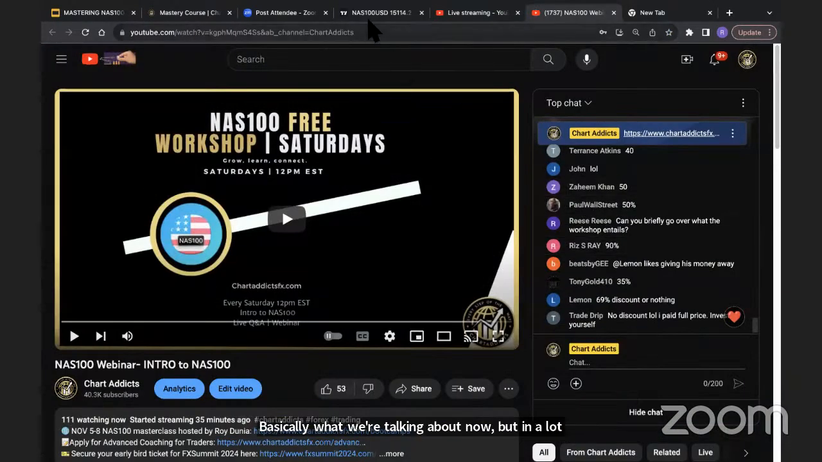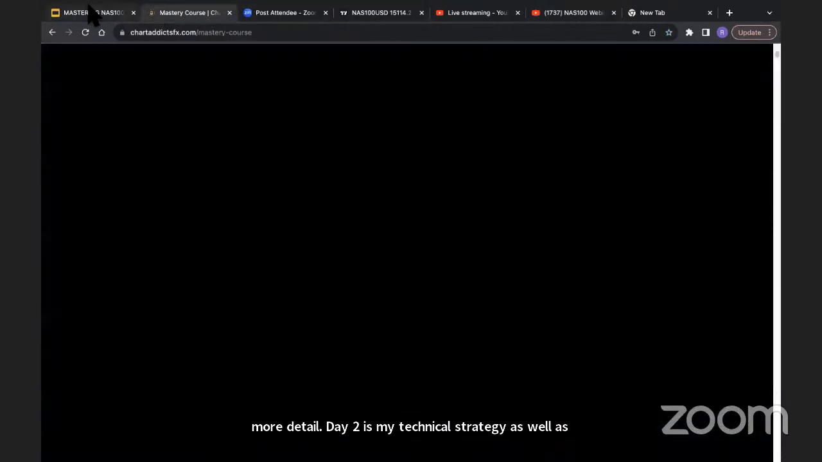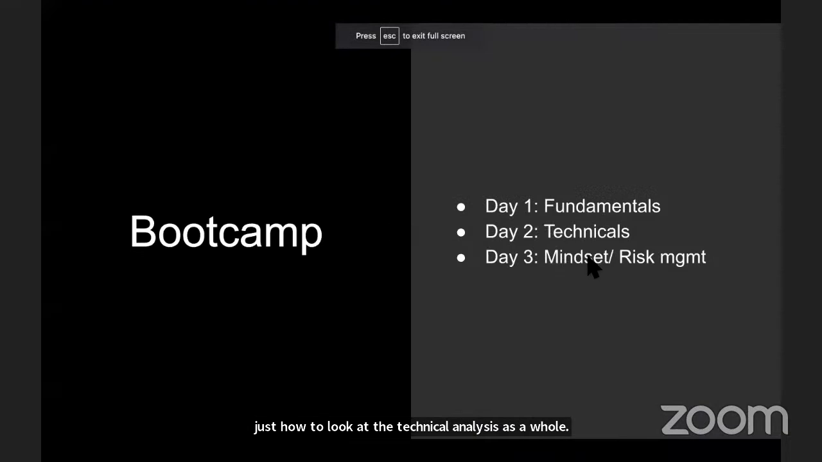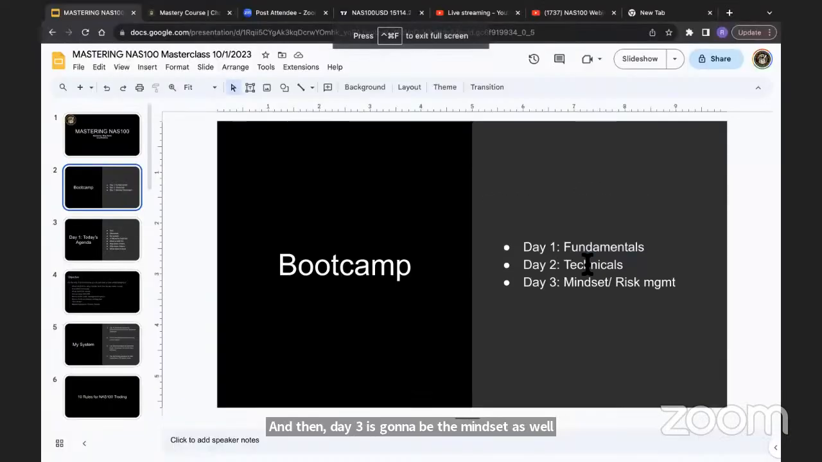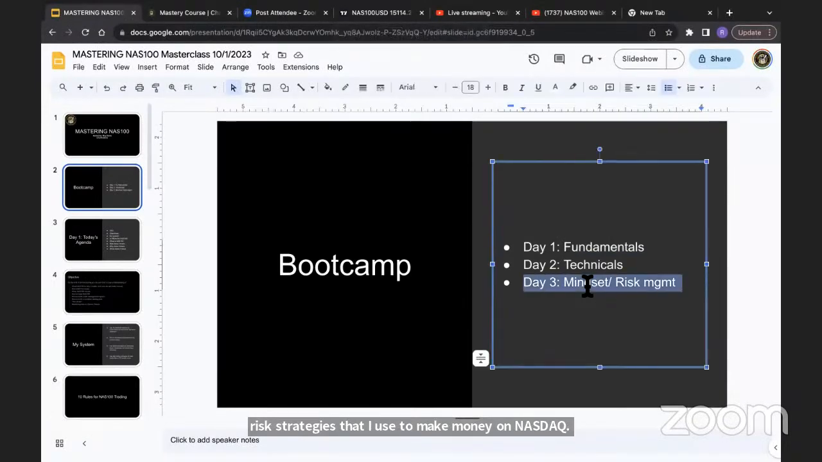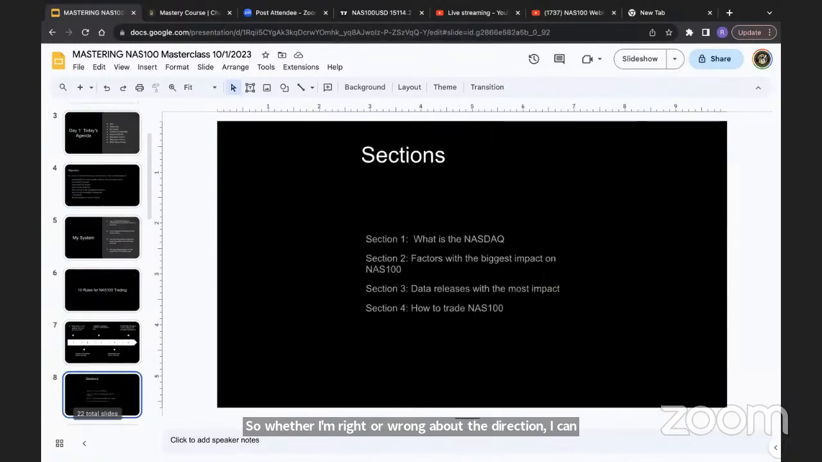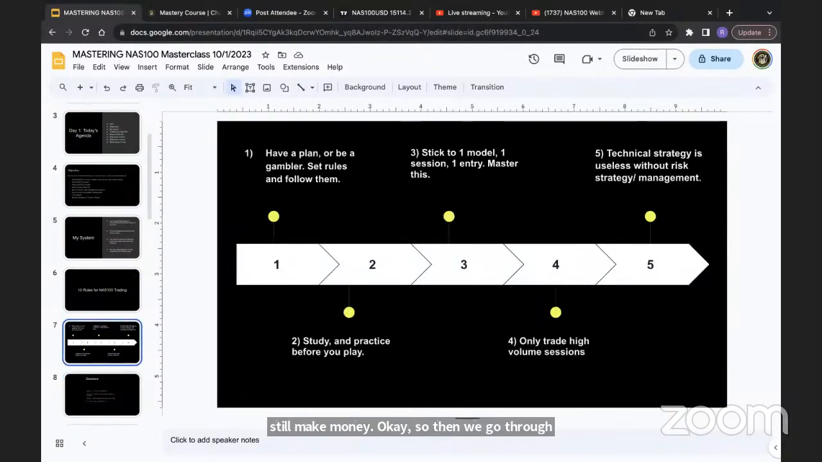Day 2 is my technical strategy, as well as how to look at the technical analysis as a whole. And then day 3 is the mindset, as well as the risk strategies that I use to make money on NASDAQ. So whether I'm right or wrong about the direction, I can still make money. Then we go through everything, as well as my 10 rules for how to trade NAS that you can immediately start implementing into your trading.